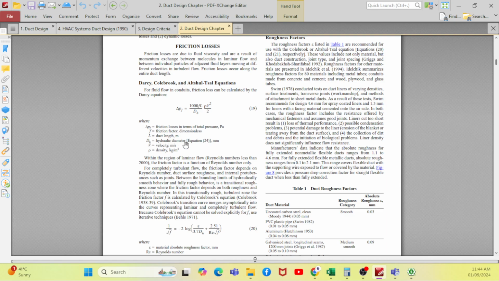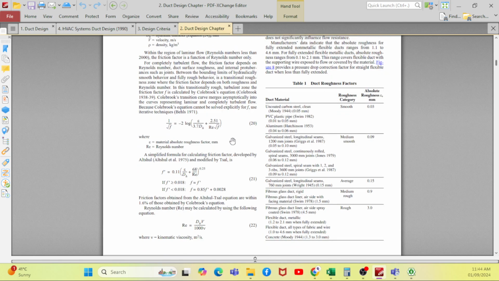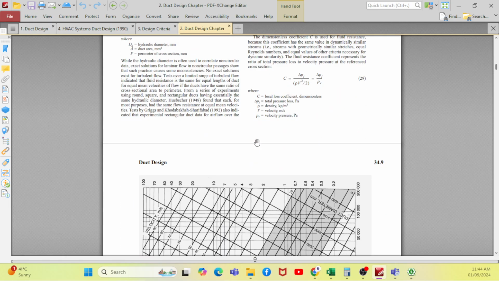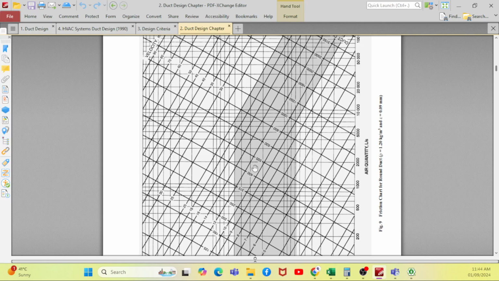the area of the duct, or the diameter of the duct, or for a rectangular duct, the width and height, the velocity, and you can see the density. So all these values we can get from the software, or you can use the equation. If you go further down, this particular chart you can see.